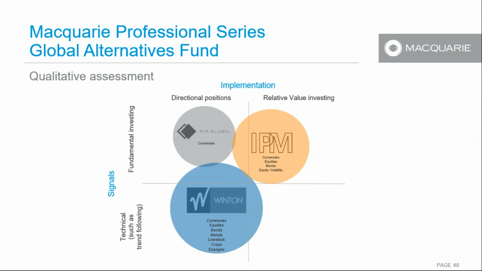Again, this is a strategy that has a very low long-term correlation to our other liquid alternatives, such as Winton and IPM, as well as other well-known alternatives available to Australian investors. You can see on this slide each alternative manager we have picked to represent in the Australian market. While there may be some overlap in markets traded, there is minimal overlap in the diversification techniques.